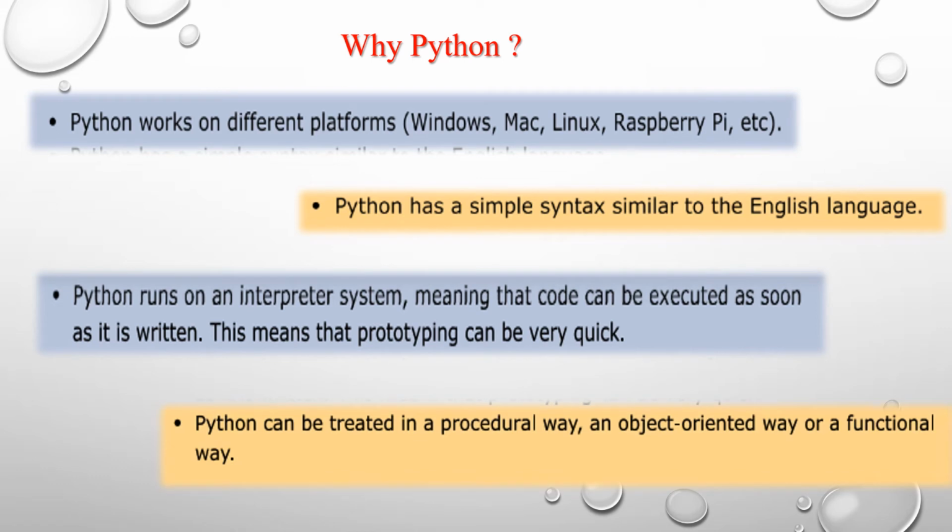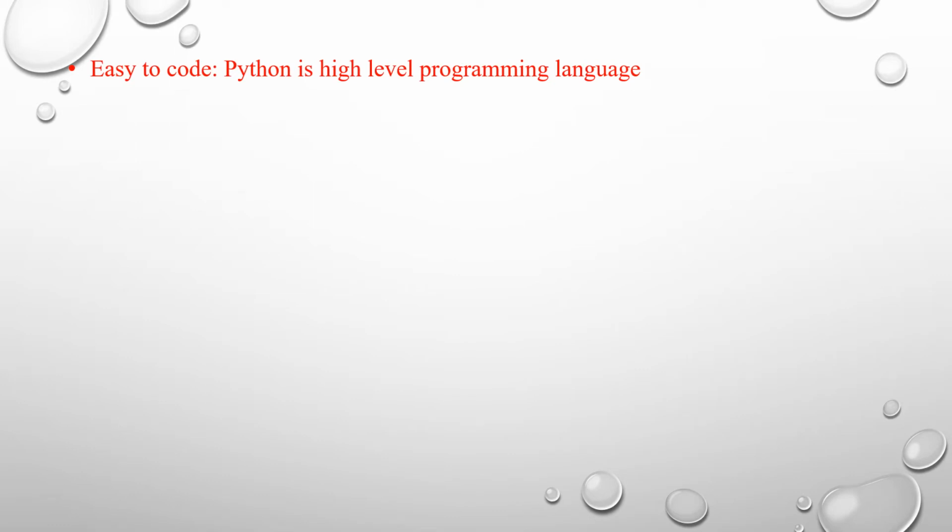Python can be treated in a procedural way, an object-oriented way, or a functional way. It is easy to code. Python is a high-level programming language. Python is very easy to learn as compared to other languages like C, C++, JavaScript, Java, and so on. Anybody can learn the Python basics in a few hours or days. It is also a developer-friendly language.